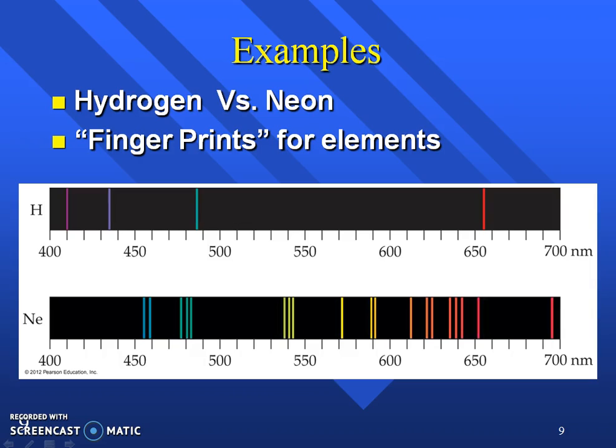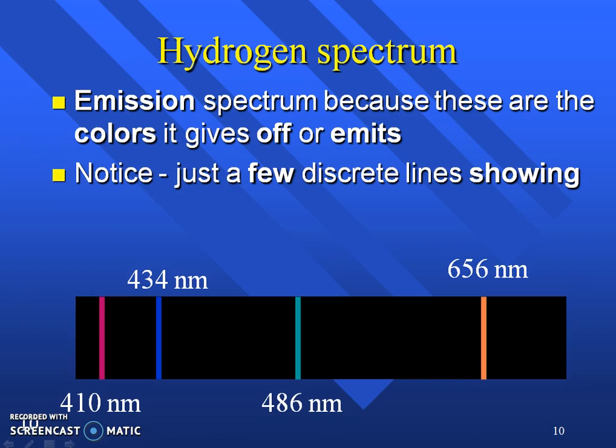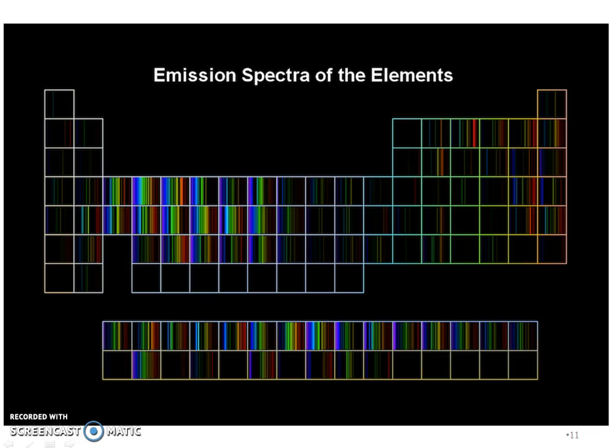So this is another way to identify elements in the gaseous form, exciting those electrons and seeing how they're moving from one energy level to another. So if we look at the hydrogen spectrum again, this is an emission spectrum, because there are colors given off when we excite these electrons. In this case, there are very few discrete lines shown. Again, there's only the 4.